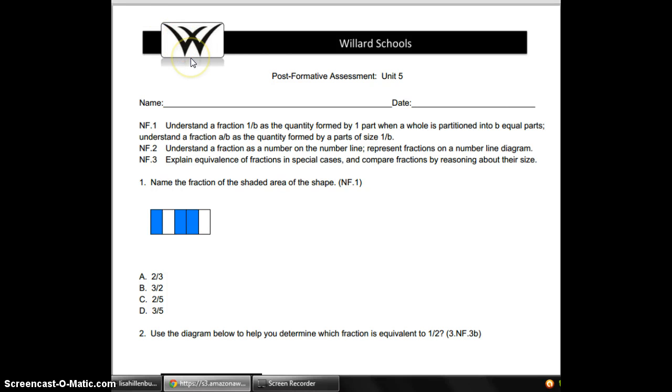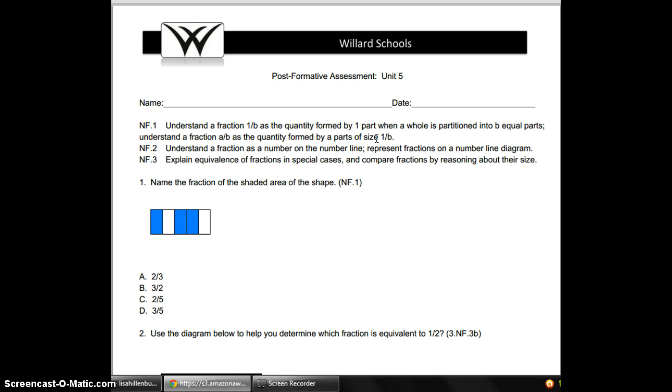Students were given the post-formative assessment over Unit 5 fractions last week. This post-formative allows me to see what needs to be retaught and what's been mastered. Maybe a whole standard needs to be retaught to the whole class, or just maybe a small strategy group needs to learn a portion of the standard, or possibly just an individual student will need some help. So this guides my instruction for the rest of the unit.